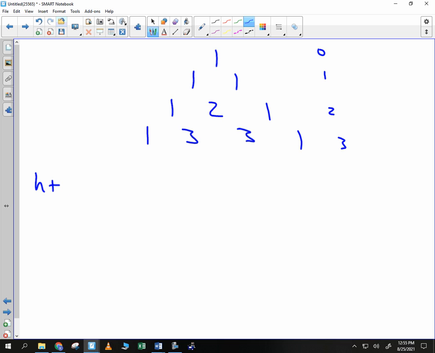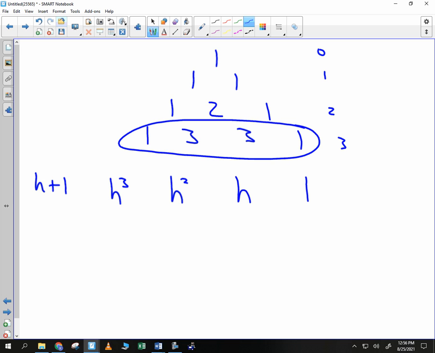h plus 1. So you know you're going to start off with an h cubed. And then you know you're going to get an h squared. And then you know you're going to get an h. And then you won't have an h on the end, will you? And then the other way, you have a 1 cubed. You have a 1 squared. You'd have a 1 to the first power, and then you don't have a 1 there. These tell you your coefficients. So h cubed plus 3h squared plus 3h plus 1.